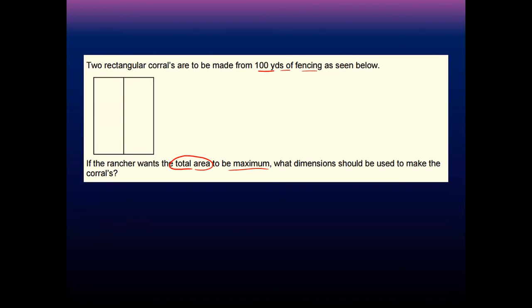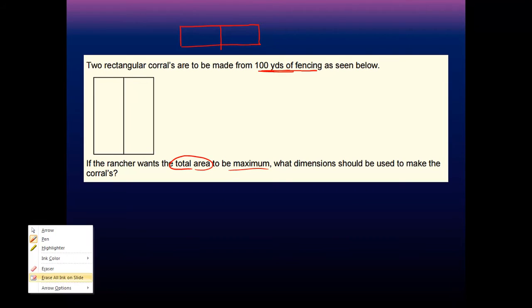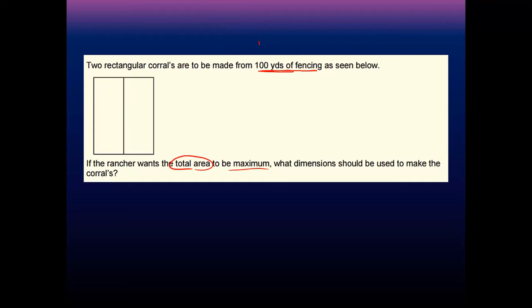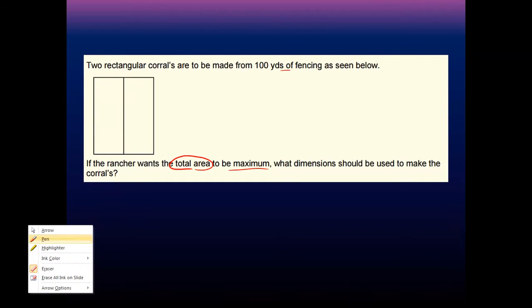Now, this is a very interesting question because from a certain given amount of fencing, you can make different types of corrals. You can, for example, do one of these with the same amount of fencing, or you can do one over here, but the area will be different. So, how are we going to do this? Let me just get rid of this extra stuff over here. Okay, so let's see what we can do.